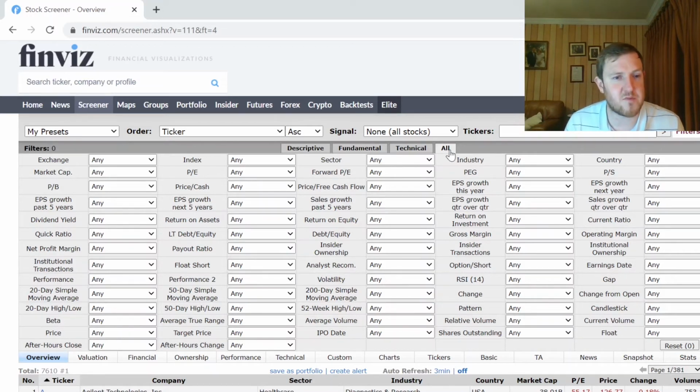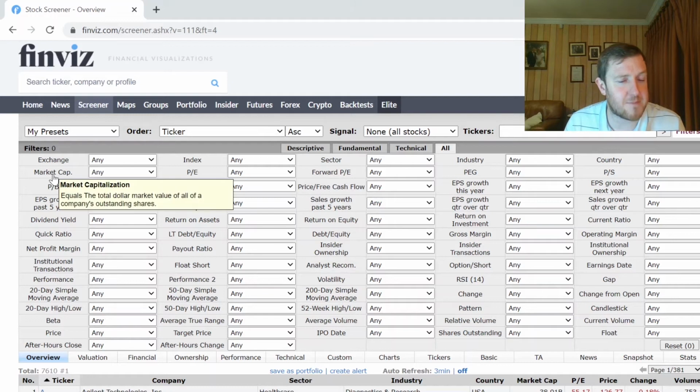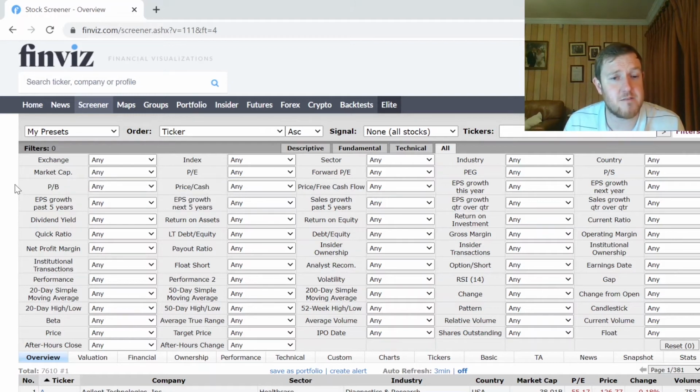So let's have a look at some of the more common ones that people look at all the time. You have one in here called market cap. Market cap is basically the size of the company. So you can look at mid cap, large cap, or even small cap ones, say even less than 300,000 in size. That would be nearly penny stock levels.